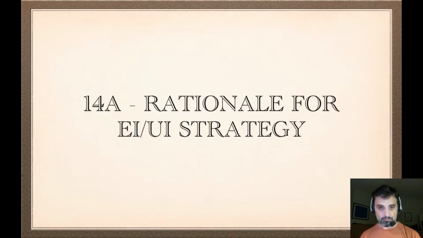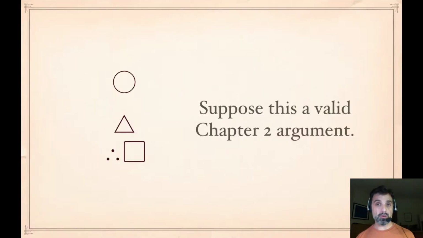So in this video, I'm going to begin to talk about the rationale for the EI-UI strategy, and I'll begin by talking briefly about Chapter 1 and 2 arguments. If we have a Chapter 2 argument that's valid, we know what that means. To remind you, the conclusion is true in any situation in which all of the premises are true. Another way of saying that is that there's no situation in which the premises are true and yet the conclusion is false. Another way of saying that is that there's no situation in which the premises are true and the negation of the conclusion is true.